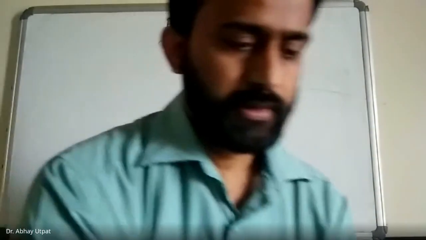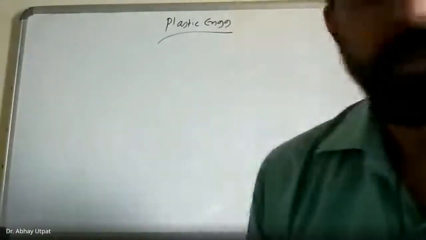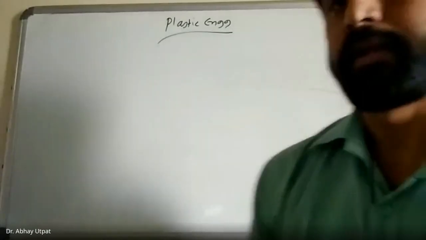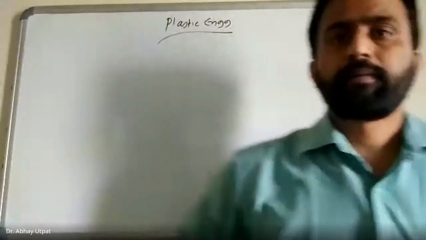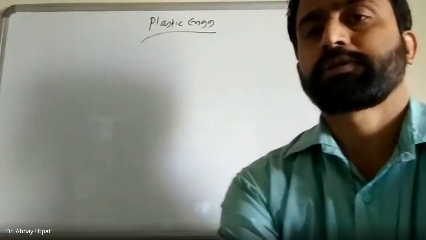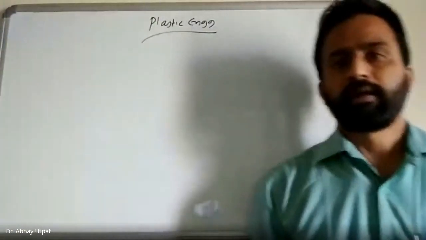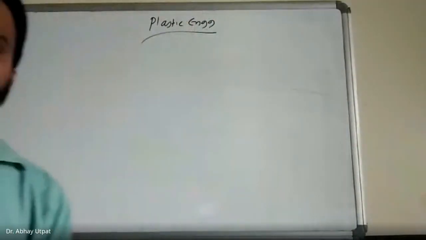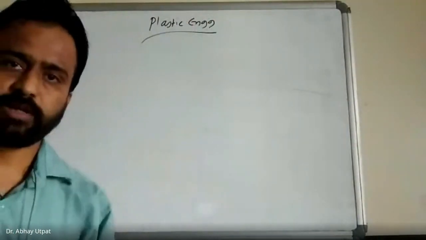So in the last class we started with the contents of Unit 1, that is properties of plastics, introduction to plastic. Today's class will continue it. We have seen thermoplastic and thermosetting plastic in the last class.